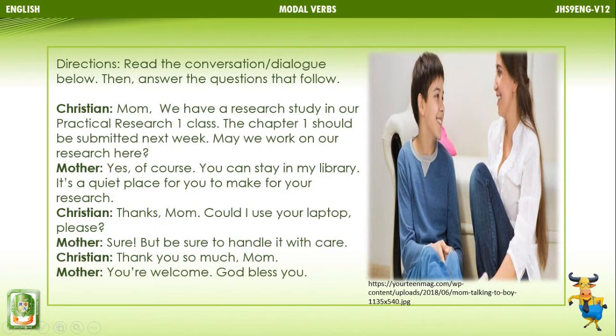Christian: Mom, we have a research study in our Practical Research 1 class. The Chapter 1 should be submitted next week. Maybe work on our research here? Mother: Yes, of course. You can stay in my library. It's a quiet place for you to make your research. Christian: Thanks, Mom. Could I use your laptop, please? Mother: Sure. But be sure to handle it with care. Christian: Thank you so much, Mom. Mother: You're welcome. God bless you.